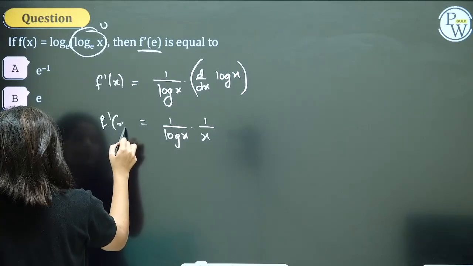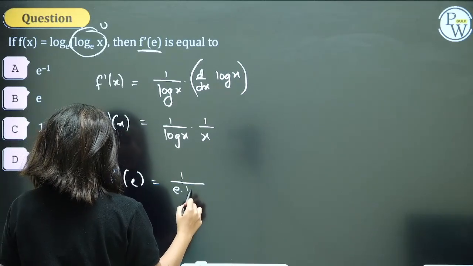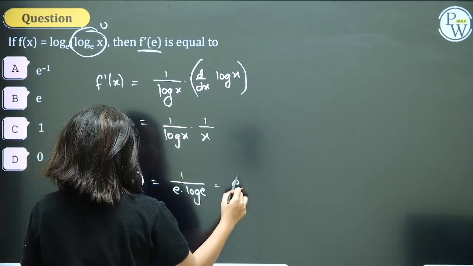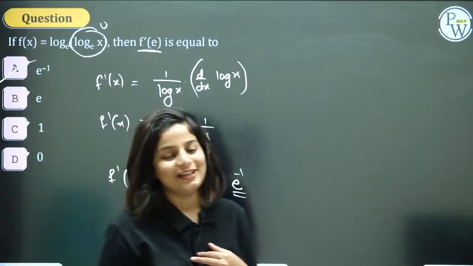F dash of x, put x equal to e. 1 upon e times log e. 1 upon e is e raised to minus 1. Log e is 1. Answer option E.